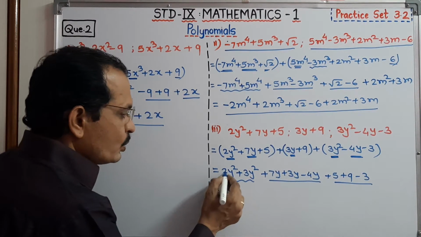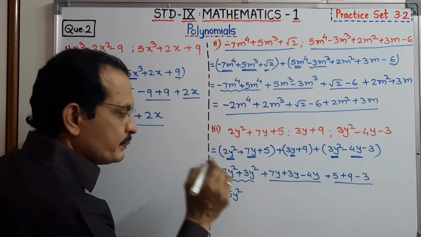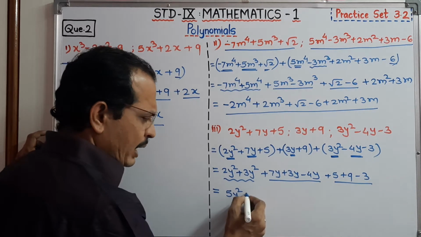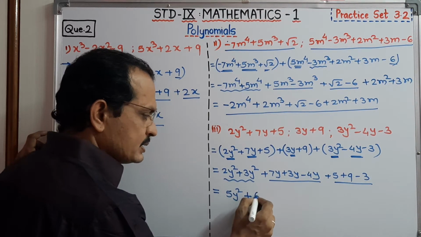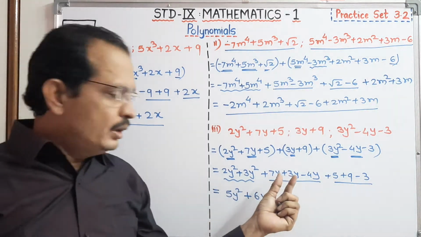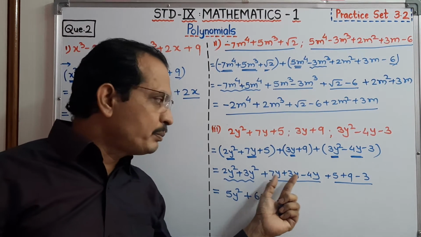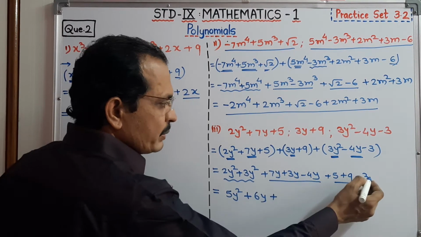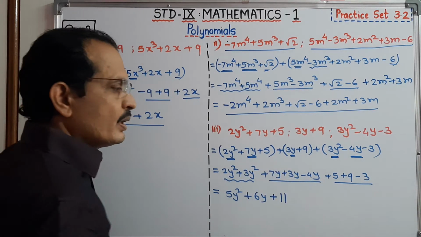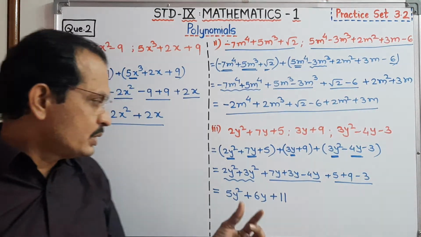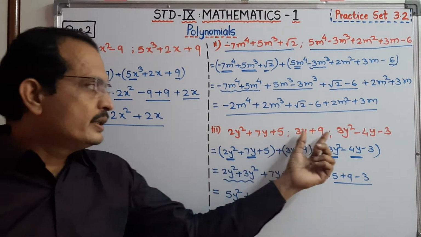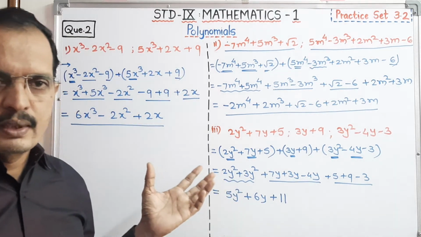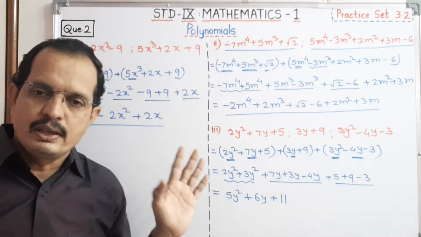Now see here, 2y square plus 3y square, it is 5y square. Now see here, 7 plus 3, it is 10. 10 minus 4, it is plus 6y. Any doubt here? This 7 plus 3, it is 10. 10y minus 4y is equal to 6y. And 9 plus 5, it is 14. 14 minus 3, it is 11. Now dear student, this is our final answer. We add these three polynomials, we get this polynomial as a final answer. Very easy, very simple, very interesting.